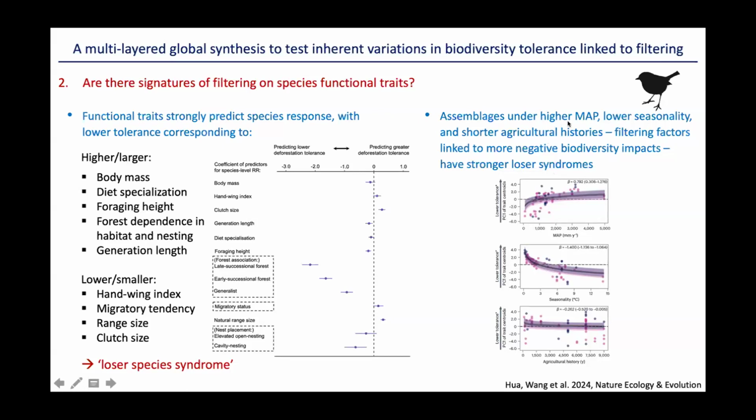We found that for assemblages under higher rainfall, lower seasonality, and shorter agricultural histories, if you remember from the previous slide, these features of the filtering factors would correspond to more sensitive species, or more sensitive biodiversity, to agricultural deforestation. Assemblages in these regions also tend to have stronger loser syndromes.